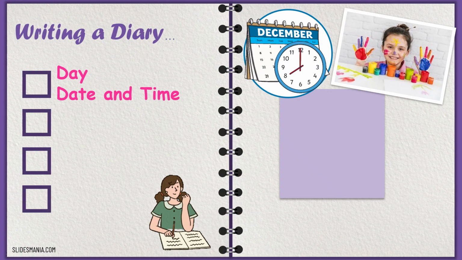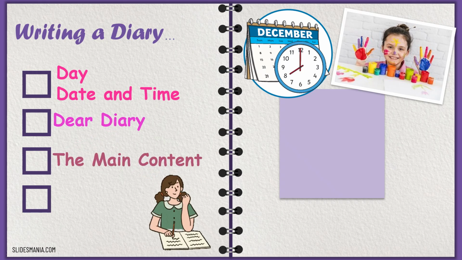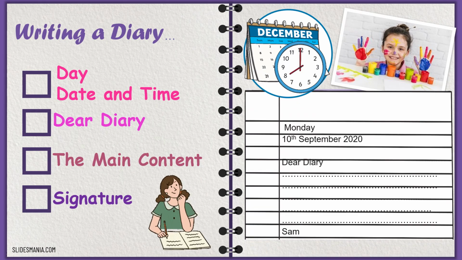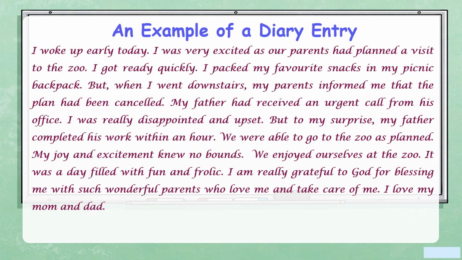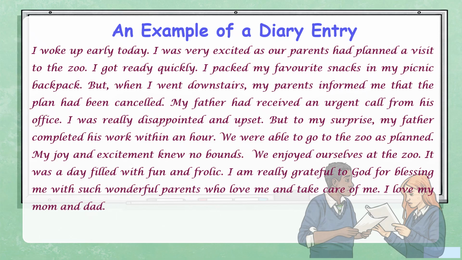Now writing a diary, you can see again: date and time, Dear Diary, that is the salutation, then the main content, and then your signature. This is the proper format to write a diary. You can see it this way also. Now this is an example of writing a diary. You can go through this and then you can have some idea how to write a diary.